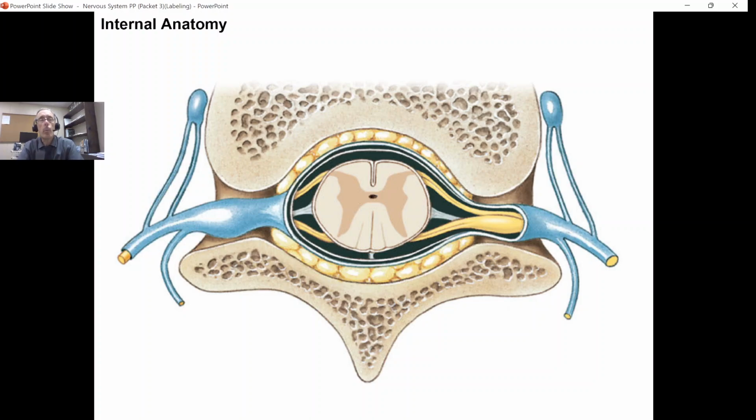In this lesson, we'll continue our discussion of the spinal cord by taking a look at the internal anatomy of the spinal cord. So we've discussed the meninges around the spinal cord. We've taken a look at the external features of the spinal cord. Let's cut the spinal cord in half now and take a look at some of its features.